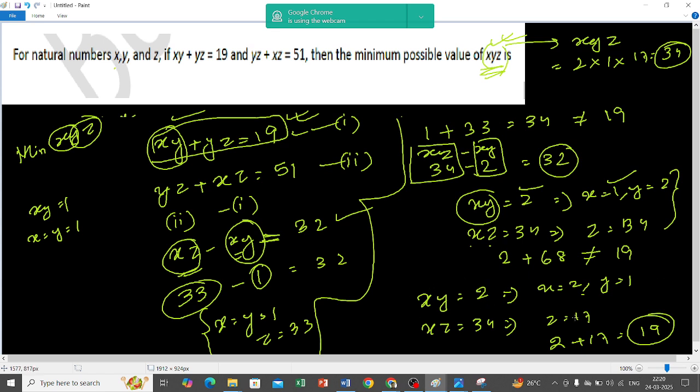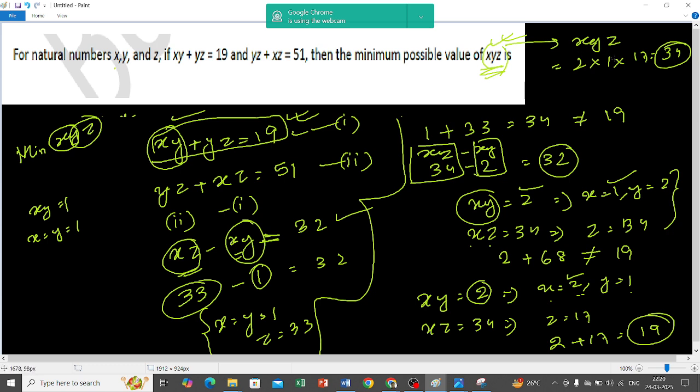xy is still 2, but this time x equals 2, y equals 1, and xz is 34. If x is 2, then what does z become? 17, right? So what is xy plus yz in this case? xy is 2, and yz is 1 into 17, 17. So 17 plus 2 is 19. Now this satisfies equation 1, as well as the condition that the difference is 32. So on multiplying all these three, what do I get for x into y into z?